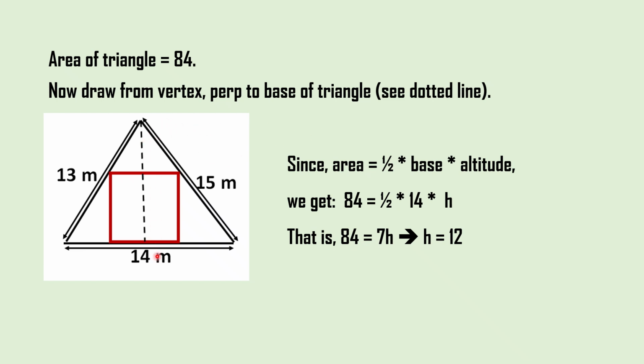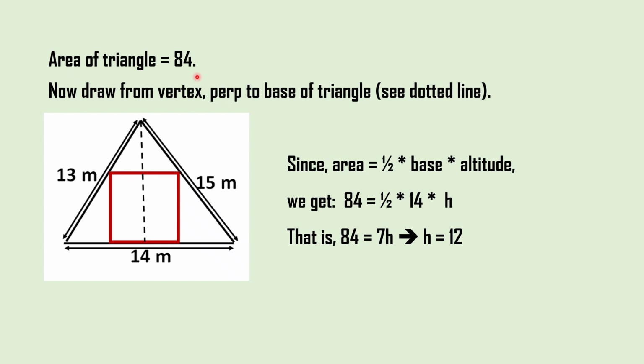See the dotted line. Now, since area can also be given as half base into altitude, 84 is half into 14 into h, where h is the altitude, the length of the dotted line, the perpendicular we have drawn. So 84 equals half into 14 into h. Half into 14 is 7. So 7h equals 84, or h equals 12. So 12 is the altitude of this triangle.